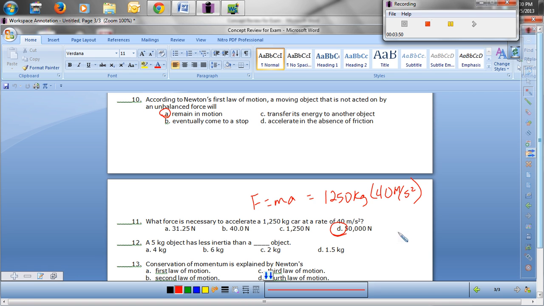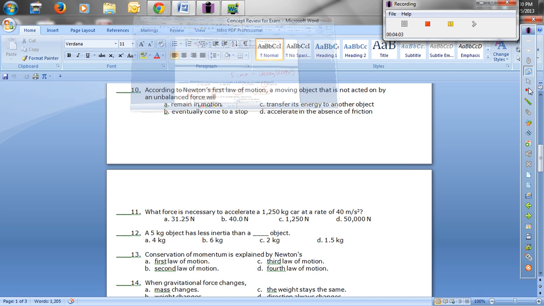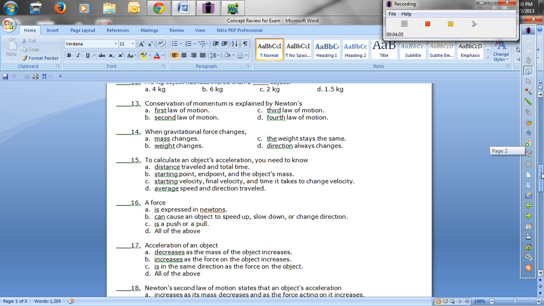A 5-kilogram object has less inertia than a 6-kilogram object. All of these have less inertia than the 5, but that's not what they're asking you. They're asking you the 5 has less than what? Well, the 6. All right, so let's move on down.